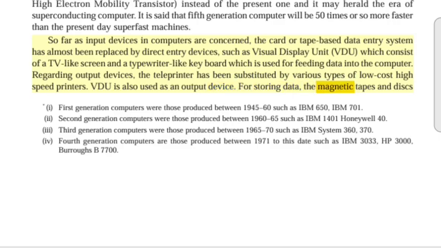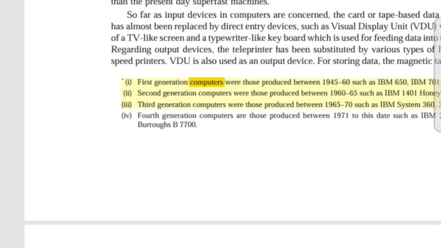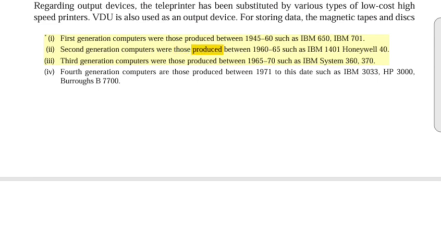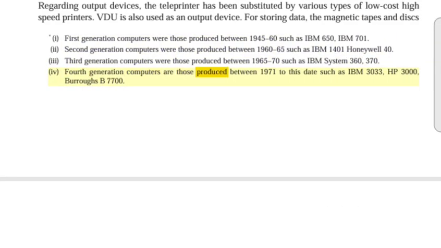For storing data, the magnetic tapes and disks are used. First-generation computers were those produced between 1945–60 such as IBM 650, IBM 701. Second-generation computers were those produced between 1960–65 such as IBM 1401, Honeywell 40. Third-generation computers were those produced between 1965–70 such as IBM System 360, 370. Fourth-generation computers are those produced between 1971 to this date such as IBM 3033, HP 3000, Burroughs B 7700.